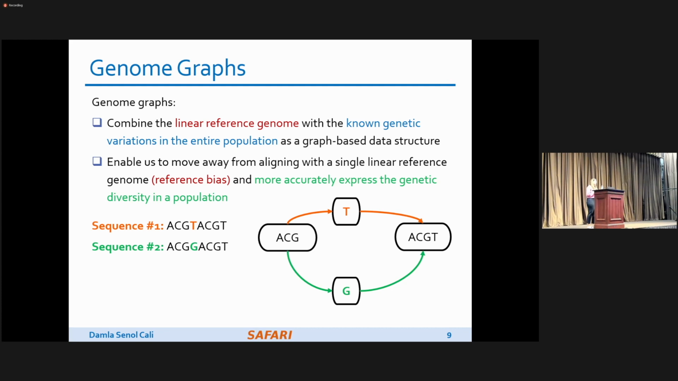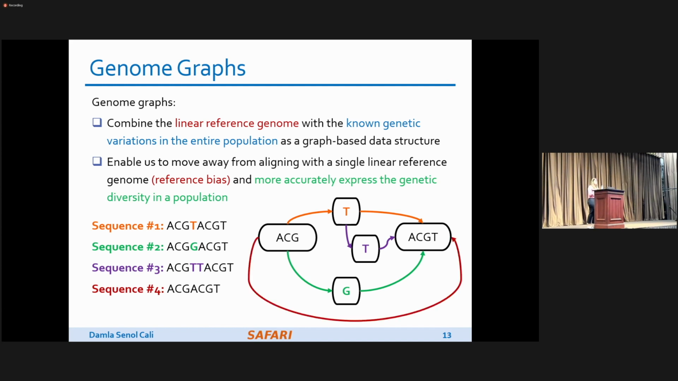And let's say we have a third one. In this scenario, we have an insertion on the fifth position with a T. So we can have an additional node in our graph to represent this third sequence. And let's say we have a fourth one where on the fourth position, the T doesn't exist at all, so there's a deletion. So we can have a direct path from the first node to the last node.